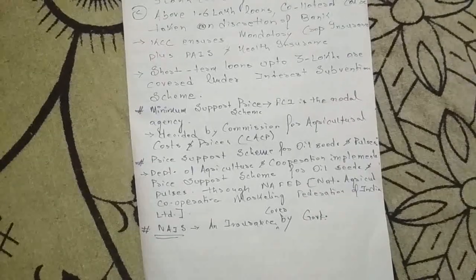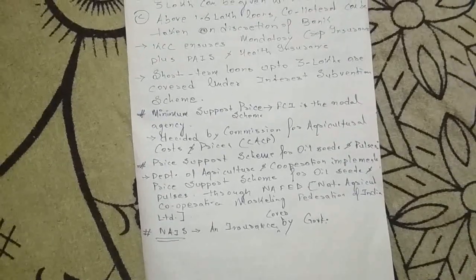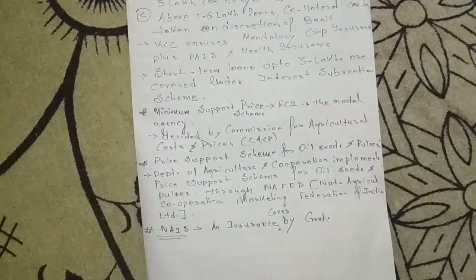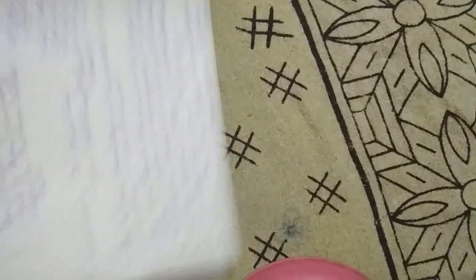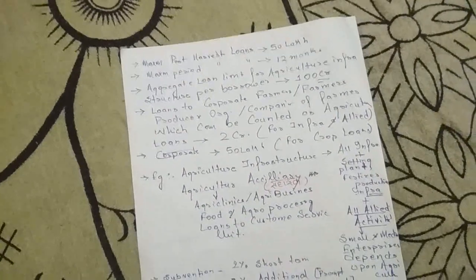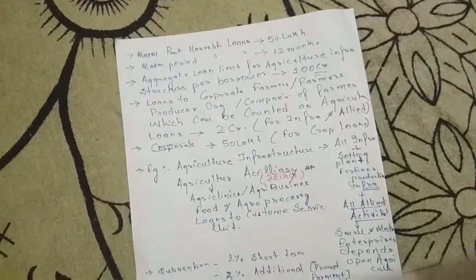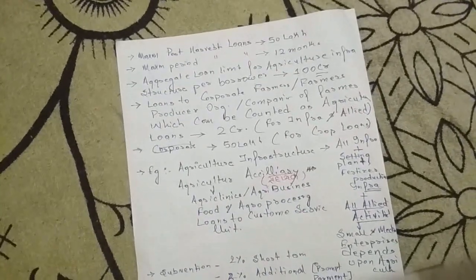It's an insurance covered by the government, and it's the National Agriculture Insurance Scheme. It's simple. Now the important questions under it. The maximum post-harvest loan, I already told you, is 50 lakh of rupees. The maximum crop loan we could give is 50 lakh of rupees.